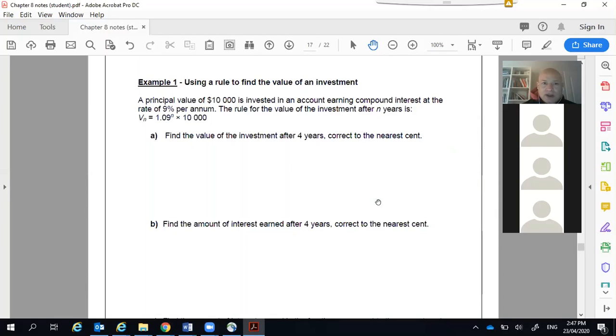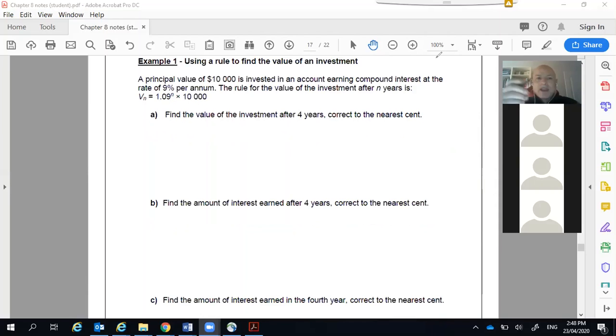Okay, example 1. I'll move this out of the way. Using a rule to find the value of an investment. The principal value of $10,000 is invested into an account earning compound interest at the rate of 9% per annum. The rule for the value of the investment after n years is given by that.